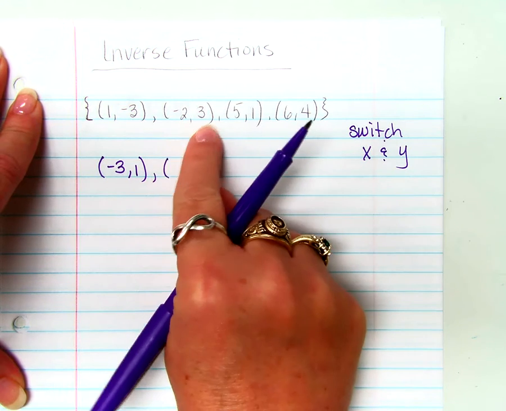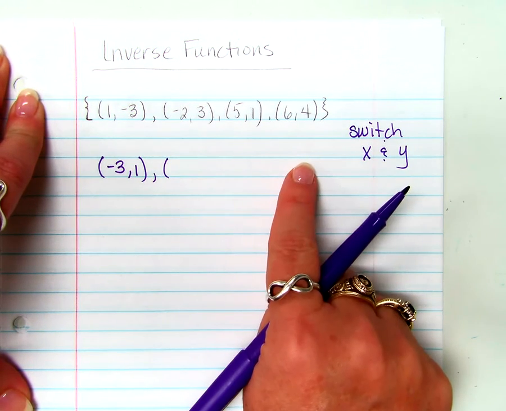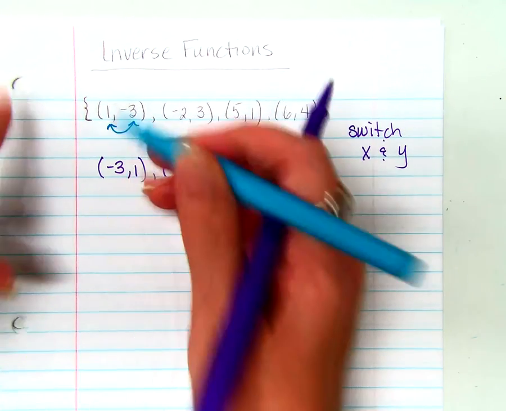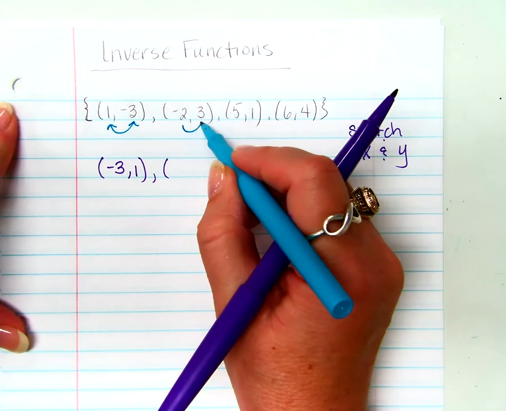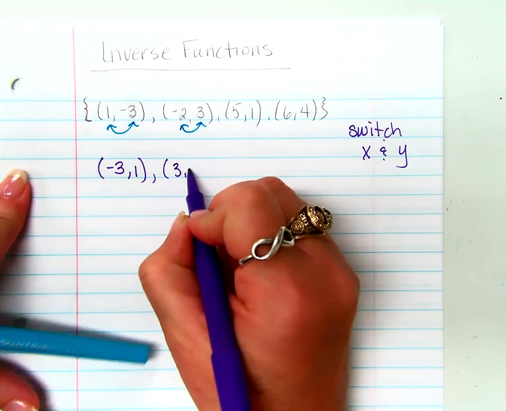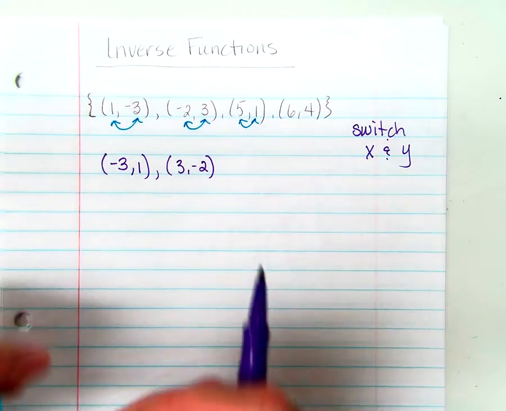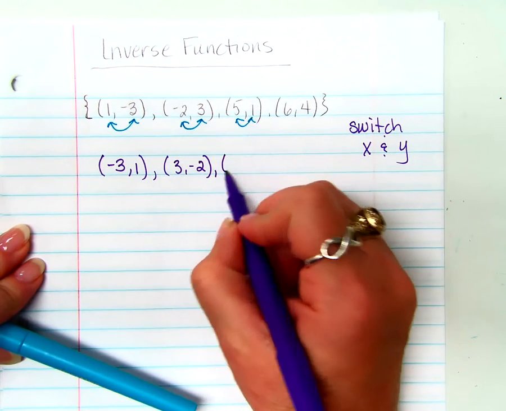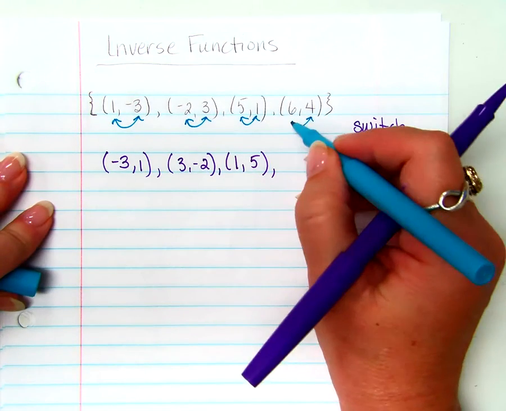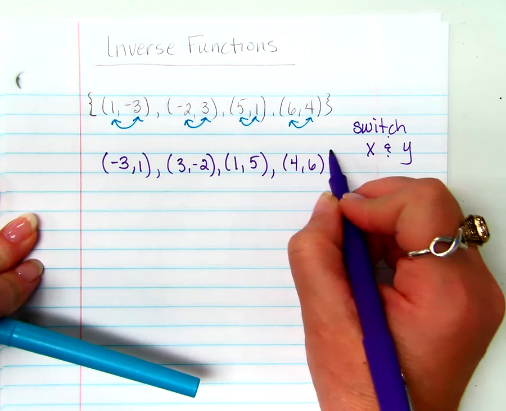Well, it seems a little silly then to try to ask you questions about what these are if you know that all we're doing is switching the place of x and y like this. Then we should do the same thing on this point too, right? So then that should be (3, -2). And if we're switching x and y on this point as well, that would become (1, 5). And if we're switching x and y on this one as well, that's going to become (4, 6).